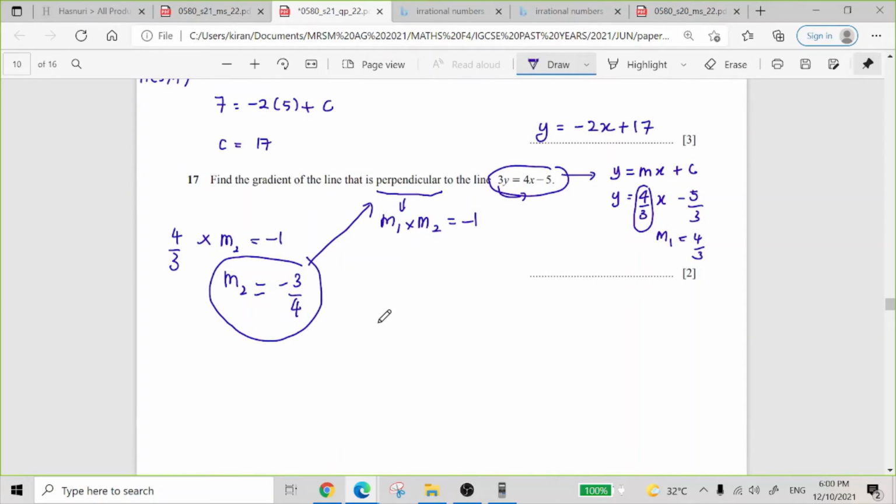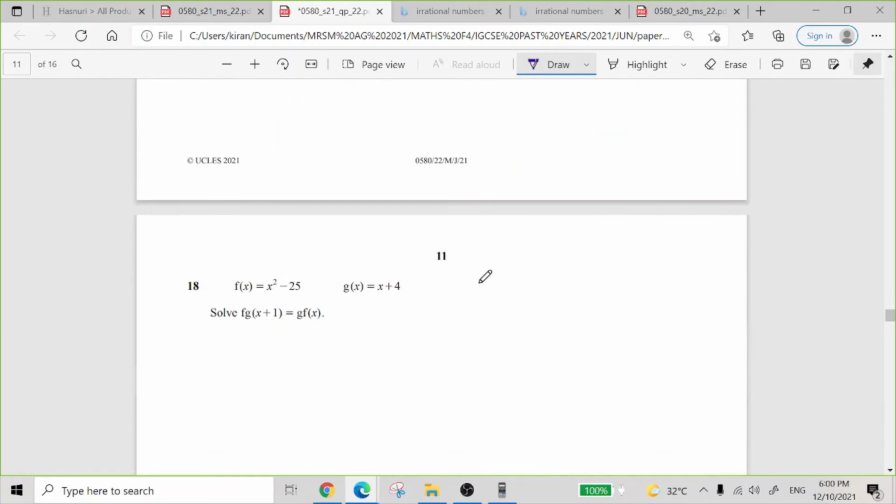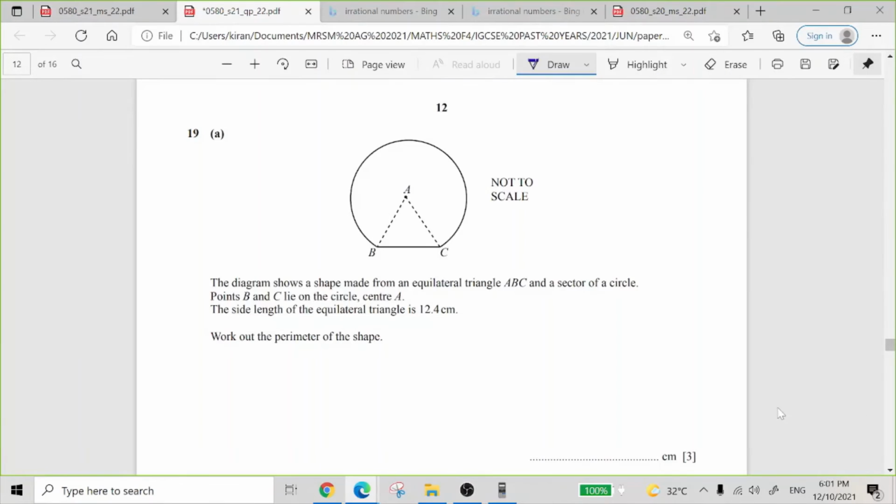So how about the point? Find the gradient that is perpendicular to this line. Okay, sorry, he only wants the gradient. So you just get -3 over 4. That is the answer for question 17. Now we go to question 18.